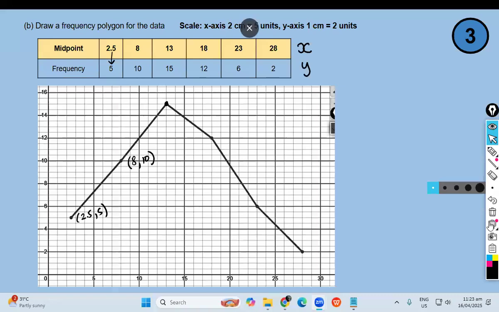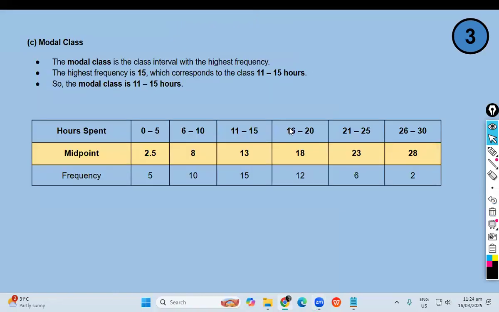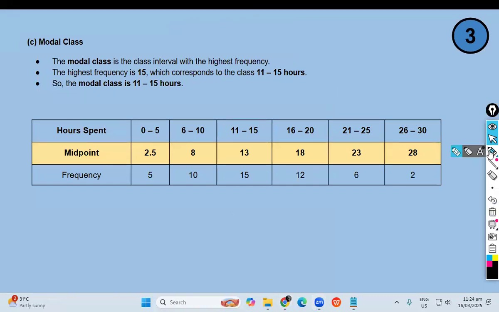Right, so let's go on to the modal class. Well, you all know this one already. The modal class is the one with the highest frequency. Which one had the highest frequency? 15 was the highest frequency. So it was the 10 to 15 hours. I suspect nobody got that wrong. Please tell me you didn't get that wrong.